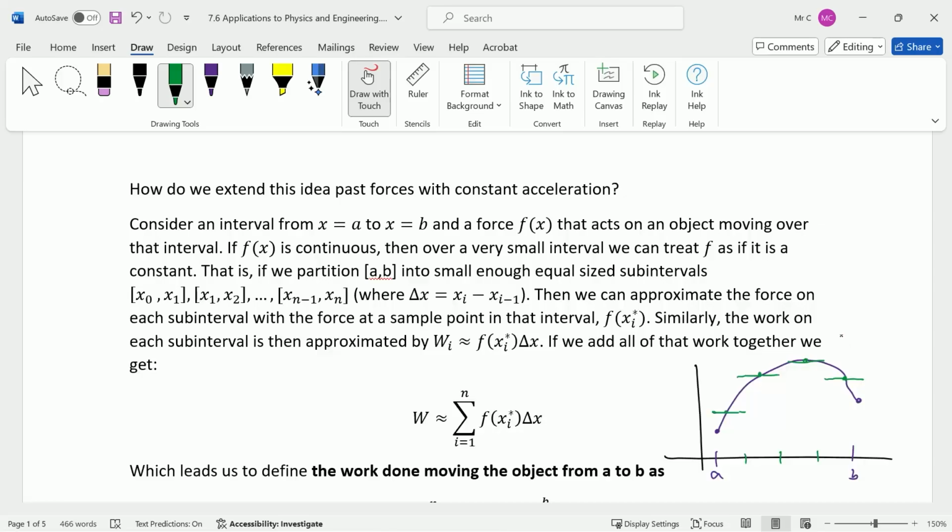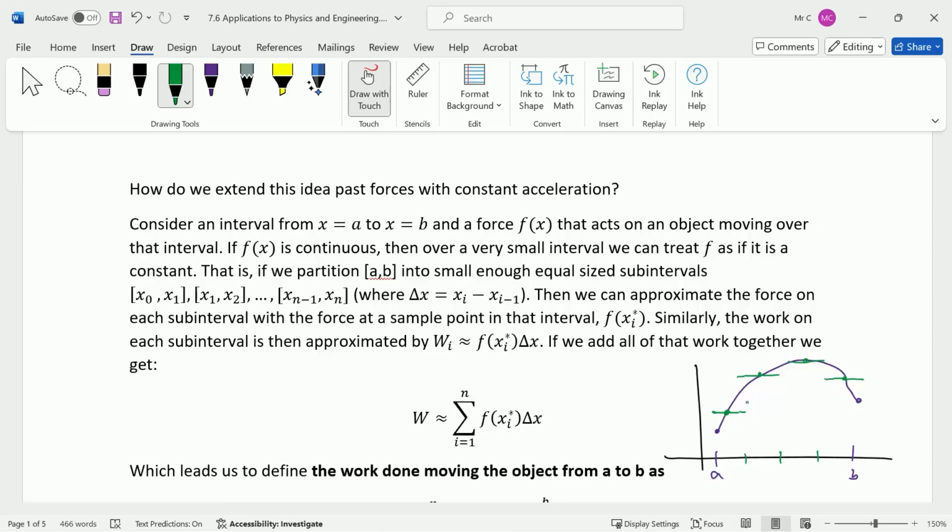So the idea here is that we partition our interval into small enough equal-sized subintervals. So delta x is the distance between the two endpoints of the subinterval, x sub i minus x sub i minus 1. And then we can approximate the force on the subintervals by the force at a sample point.